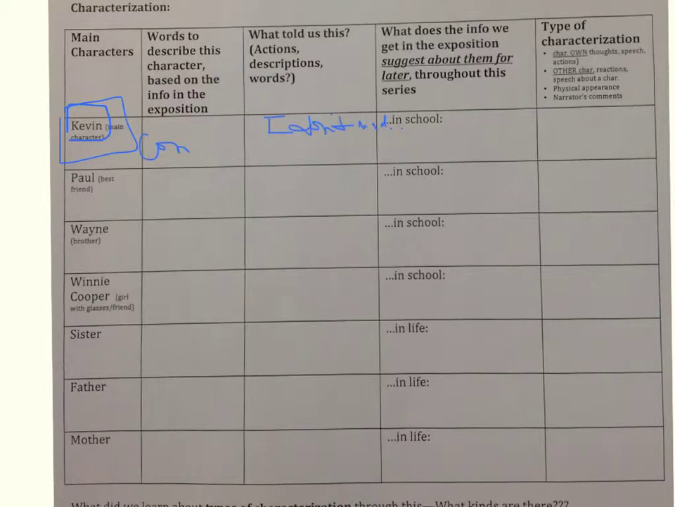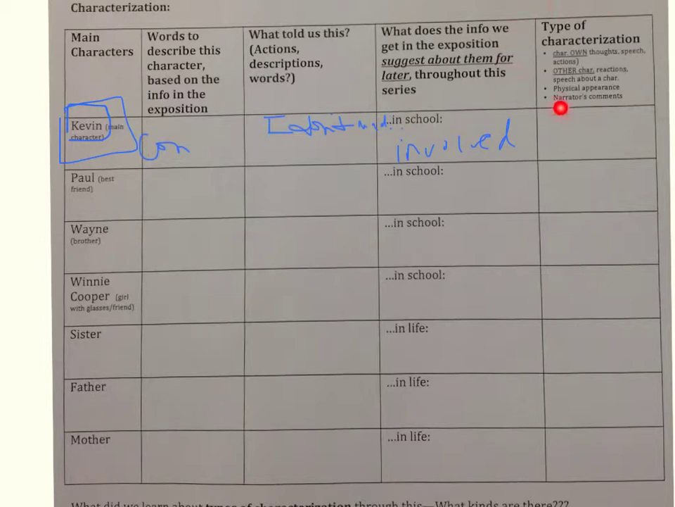Okay, now the next part asks us to look at what does the information we get in the exposition suggest about them for later throughout this series. Now, we don't have this information yet. It's just asking us to speculate, to guess what it might suggest about them. And it says in school here. So if we know that Kevin is confident, or we said that he was confident, in school, what does confident look like? He's probably involved. He might speak up when he's called on. He's probably not afraid to raise his hand. So we're being asked to think about what he could be like later. We're making a guess, a prediction about what kind of person he would be.